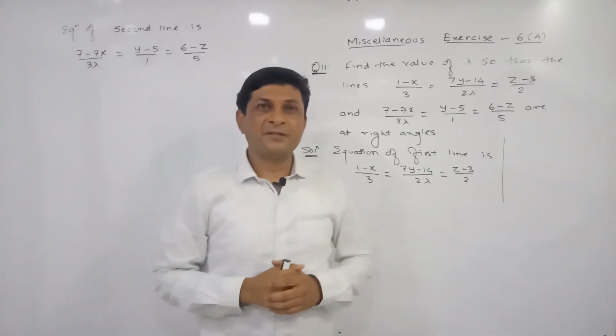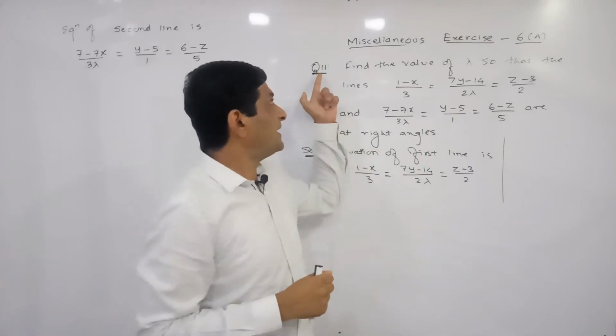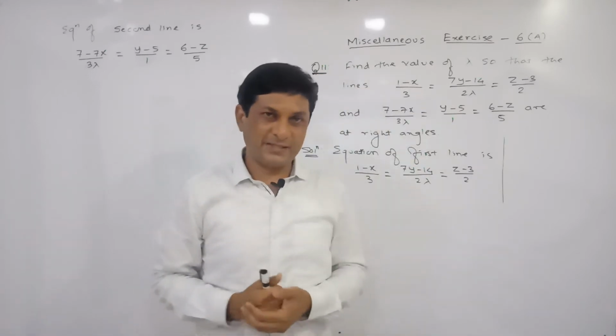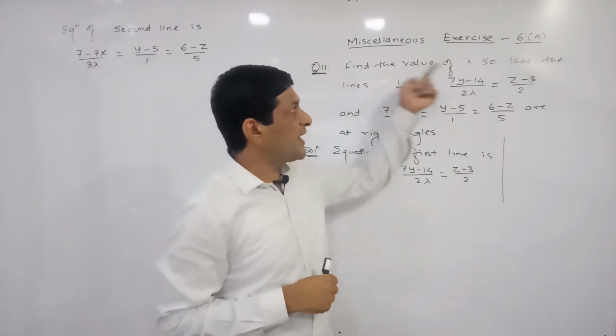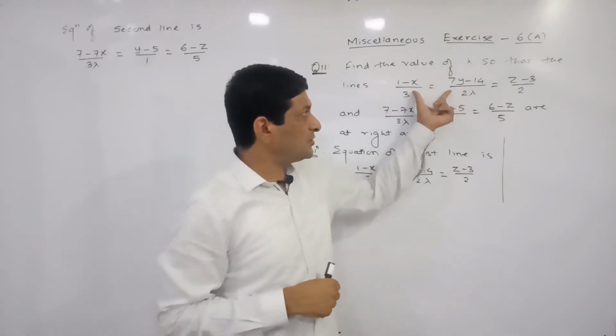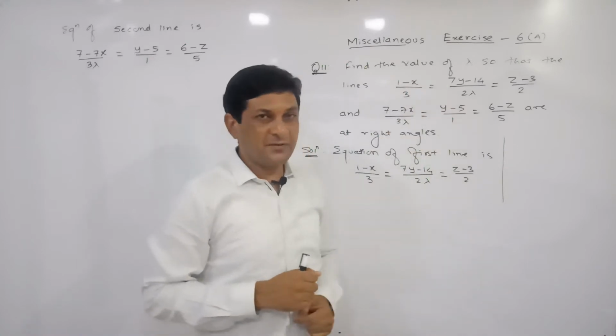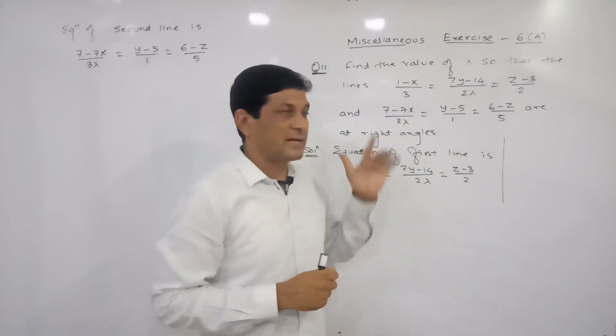Hello friends, now we are starting example number 11 from miscellaneous exercise 6a. Observe the condition in this example. We have to find out the value of lambda so that equation of two lines are given to us, and these two lines are at right angle.